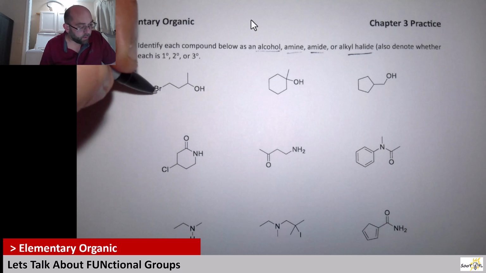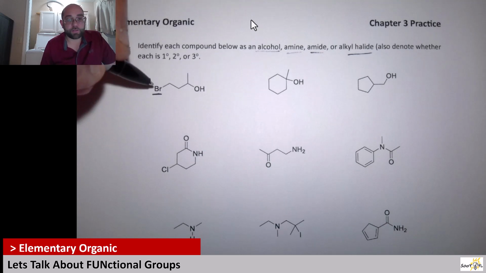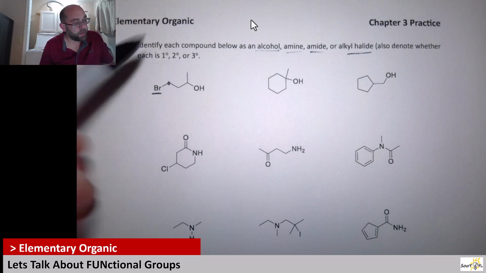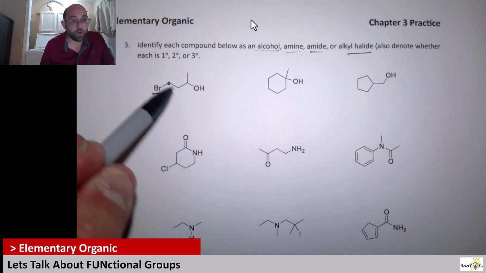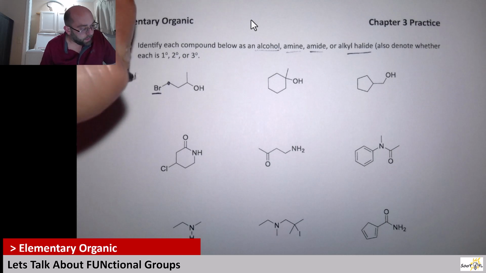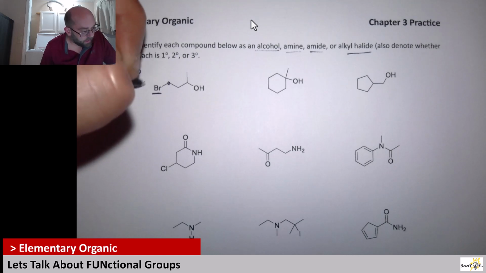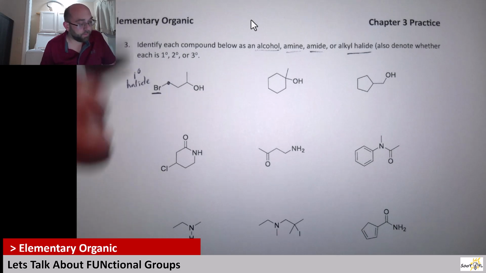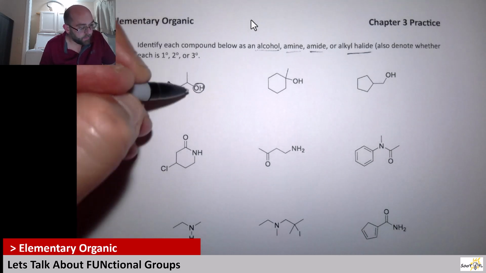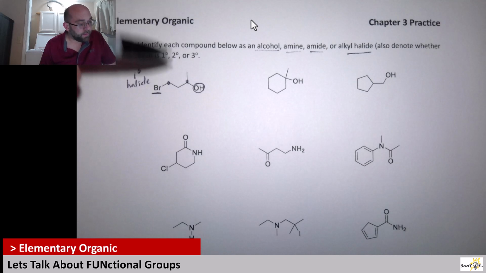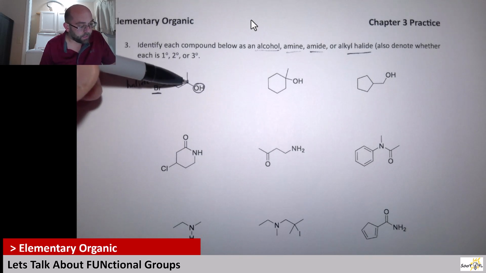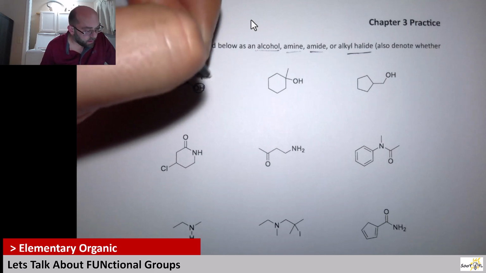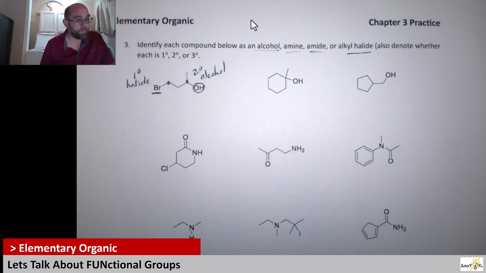So here we have an alkyl halide. And so to figure out if it's primary, secondary, or tertiary, you have to go to the carbon that it's connected to. And if you notice, this carbon is only connected to one other carbon. So this would be a primary halide. Right? For alcohols, it's a similar thing. Find the alcohol, right? Find the carbon it's connected to. And so you notice this carbon is connected to two other carbons. So this is a secondary alcohol, right?